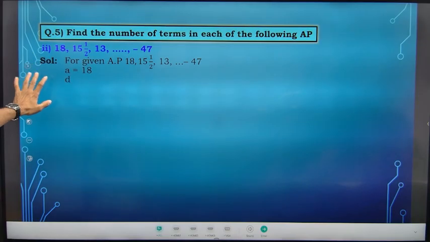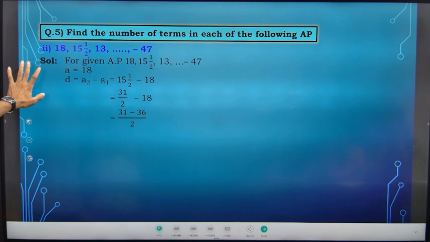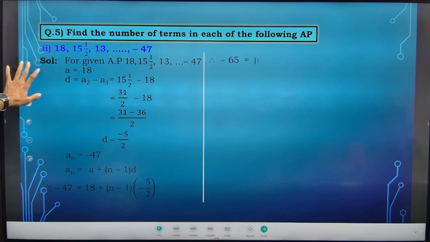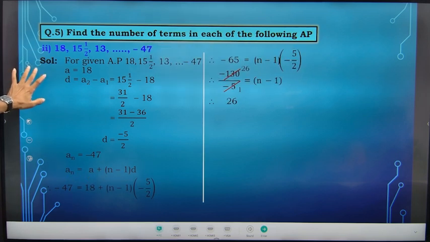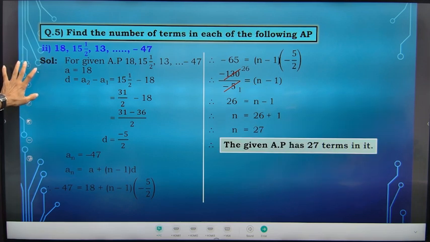So here we can find out a is equal to 18, d will be how much? 31 minus 36, that is minus 5 by 2. So obviously this will be how much? Minus 65, that gets cancelled, 26. So here we have 26 plus 1, that is 27.